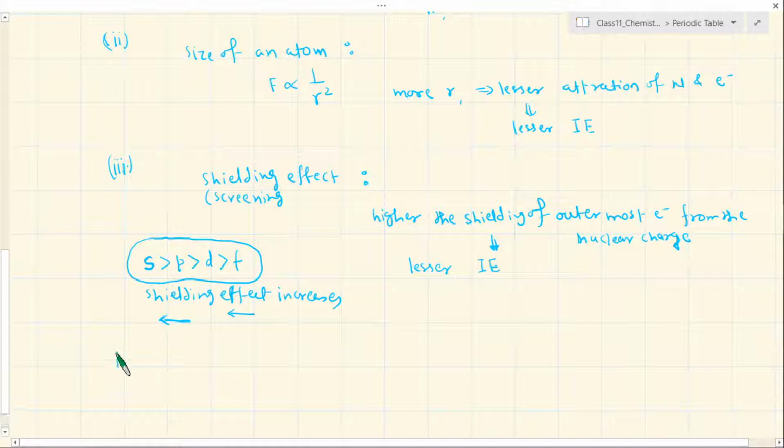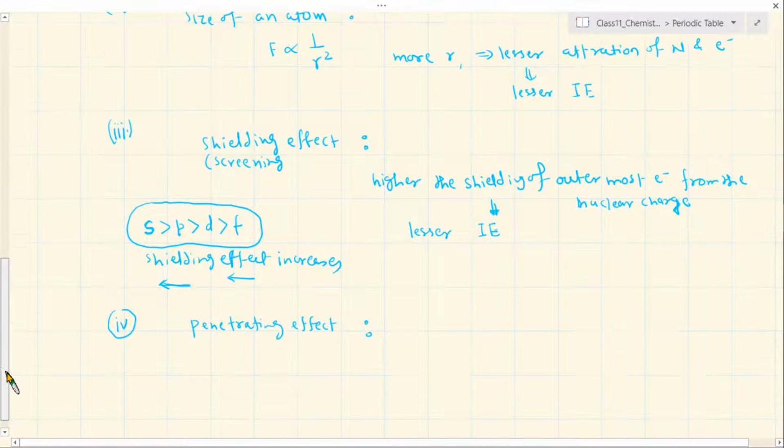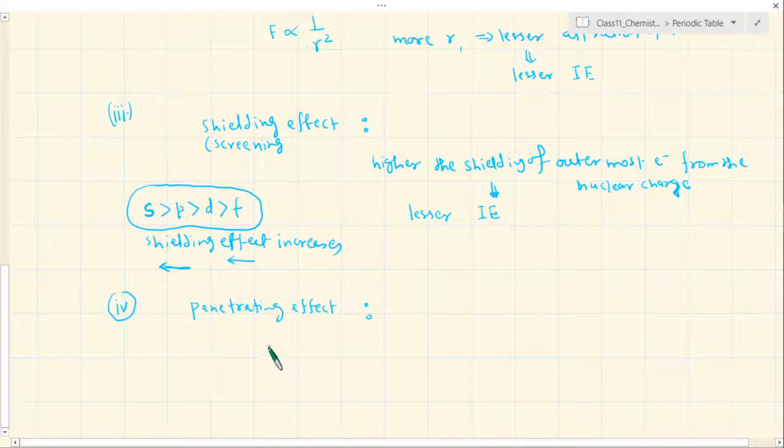Then another important factor, and that is also related to the nature of orbital, and it's called penetrating effect. What it means is, again here considering the nature of the orbital, please see, as I said that the s orbitals are more spherically surrounded around the nucleus compared to the p orbital. Penetrating effect of the orbital.